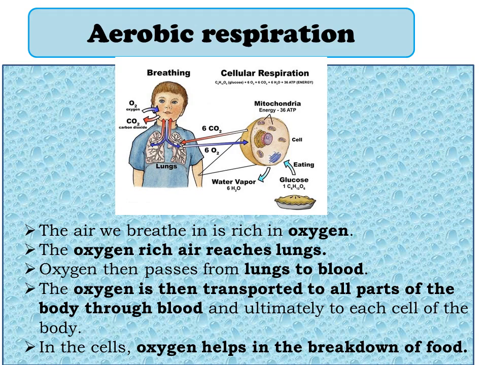Again I am going to discuss this. The air we breathe in is rich in oxygen, and the oxygen-rich air reaches our lungs. Then oxygen passes from the lungs to the blood, and is transported to all parts of the body through blood and ultimately to each cell of the body, and in the cells oxygen helps in the breakdown of food.